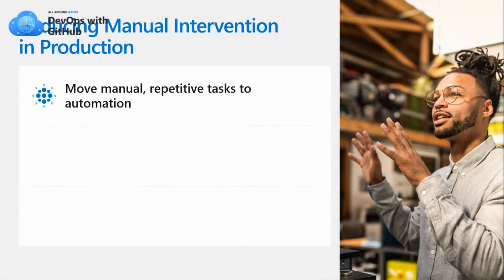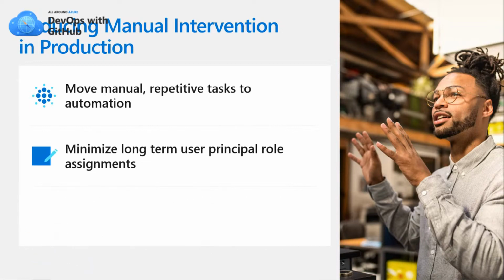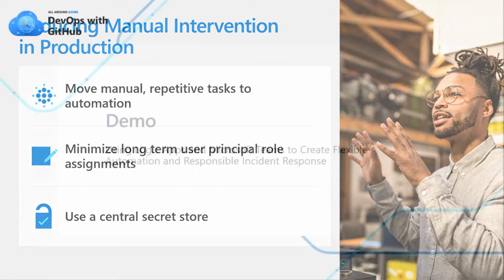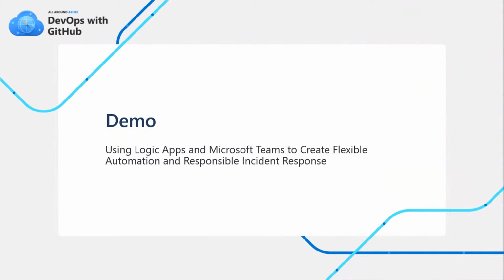Manual intervention and repetitive tasks should be automated, and our workflow should become predictable. Also, for automation, we should not depend on human accounts. And like I said, secrets should be just a secret, and you can use a central secret store. Now we are going to switch over to a demo, and you'll see how you can use a Logic app and Microsoft Teams to create automation and response, and even solve it right from Teams.